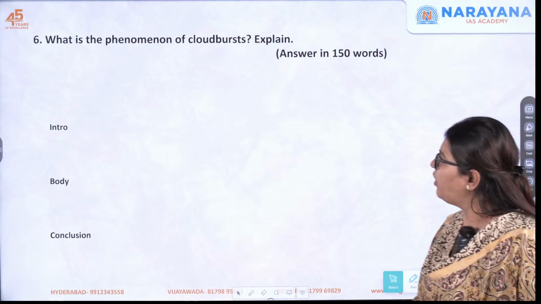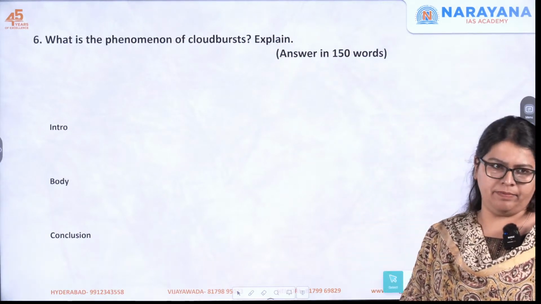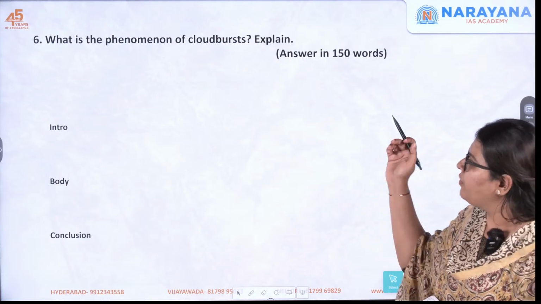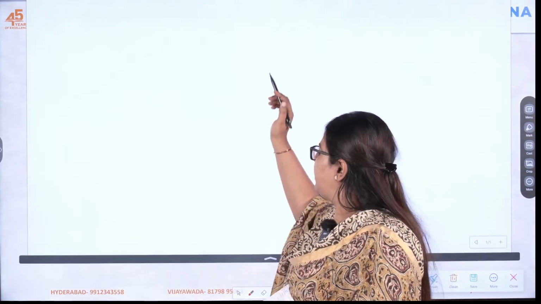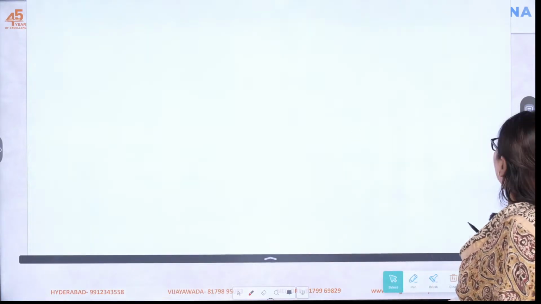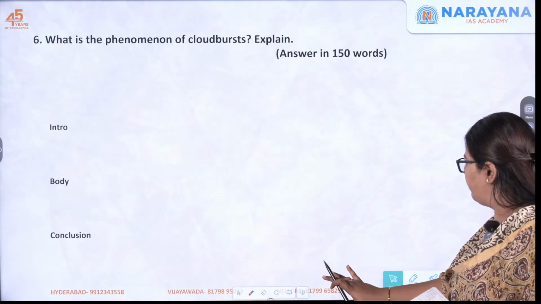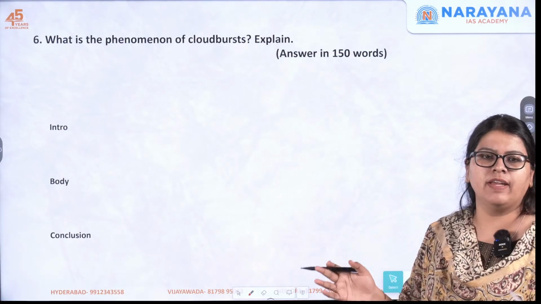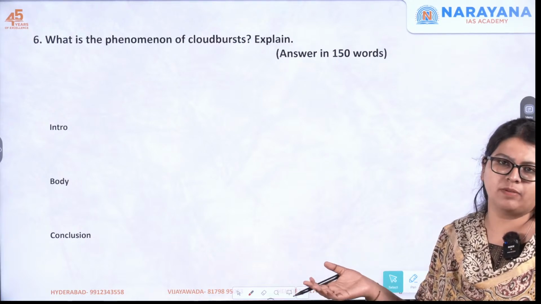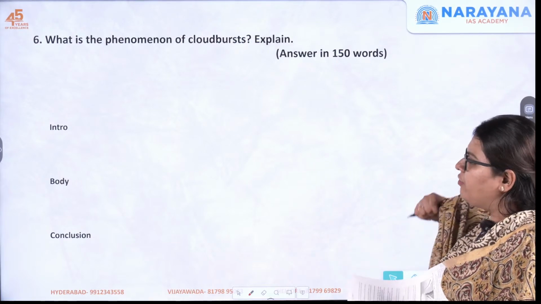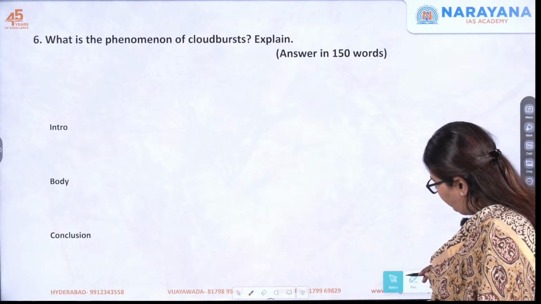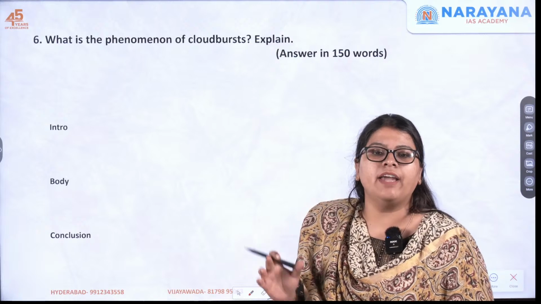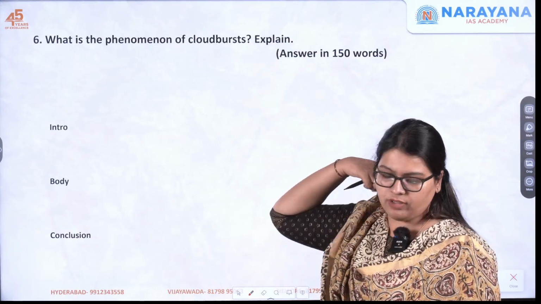the next question, what is the phenomenon of cloudburst? Explain. So here we'll again understand what a cloudburst is. You can introduce it because the question is very simple. In the beginning itself, you can give an introduction stating that a cloudburst is an intense and sudden downpour of rainfall. Okay, so this is what it is.